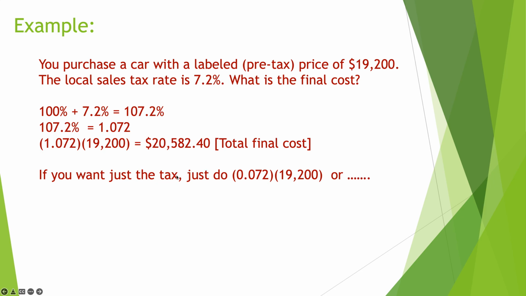If you want to figure out just what the tax is, that's important. Then you only do the 0.072. You just convert the tax to a decimal and multiply by the 19,200. That'll give you just the tax. Or you could take the new price and subtract the original price, and that'll give you the same exact tax value. Okay? All right.